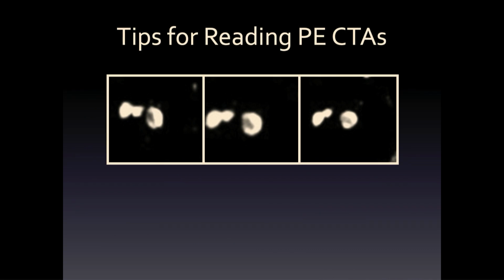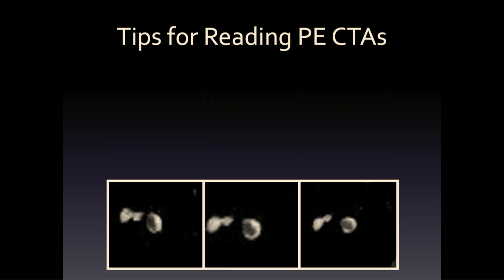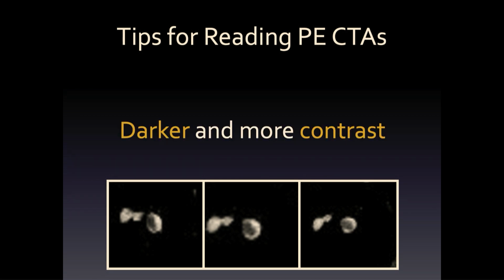Now, before we leave the imaging and go on to some controversies and other findings, I like to point out these two reading tips. This is probably your standard PE window. I find it very bright. There's only so much so-so contrast. I actually like to read them starker, a little bit like moving towards a liver window. It really makes PEs jump out if you can make it more contrast and less overwhelmingly bright. So I like this better.